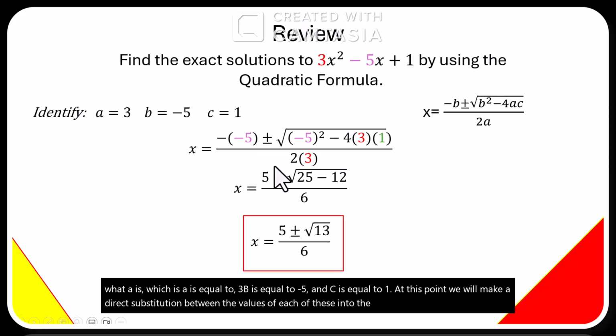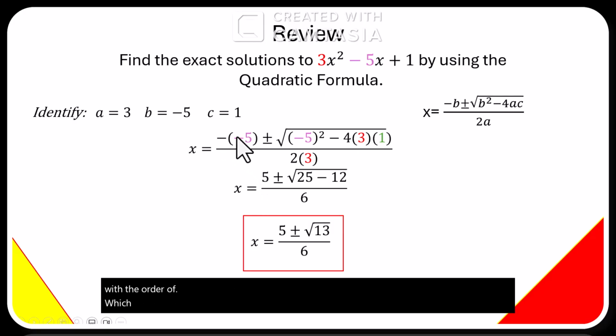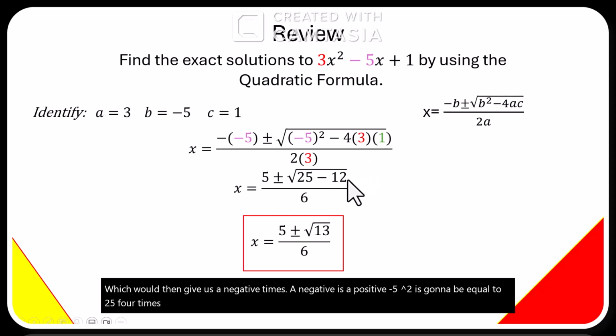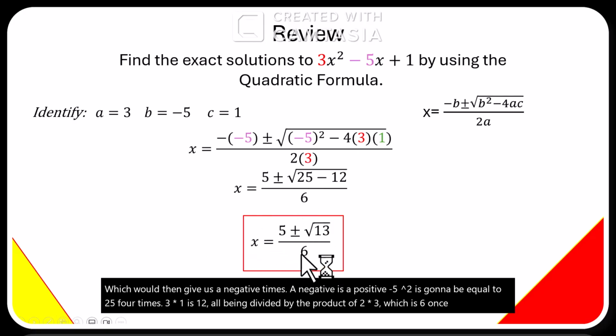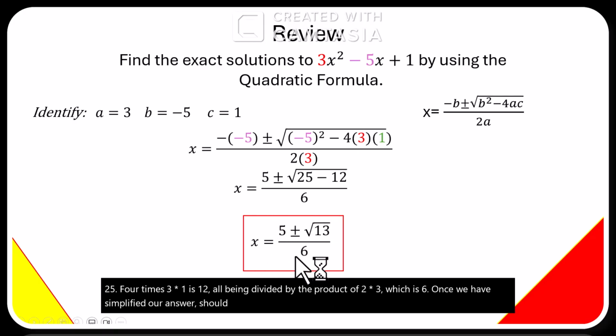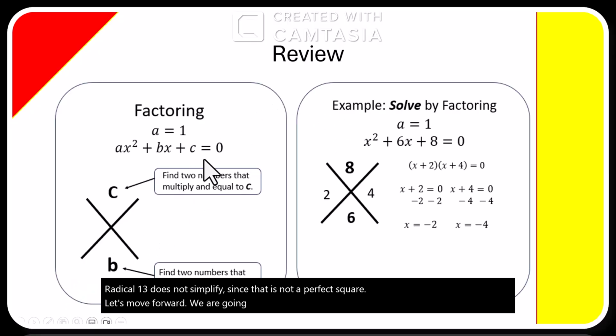We will then operate with the order of operations, which would then give us a negative times a negative is a positive. -5 squared is going to be equal to 25. 4 times 3 times 1 is 12, all being divided by the product of 2 times 3, which is 6. Once we have simplified, our answer should look just like this. Now, radical 13 does not simplify since that is not a perfect square. Let's move forward.